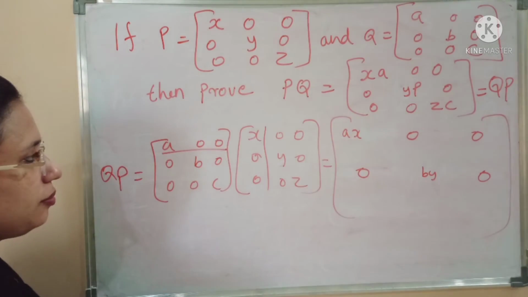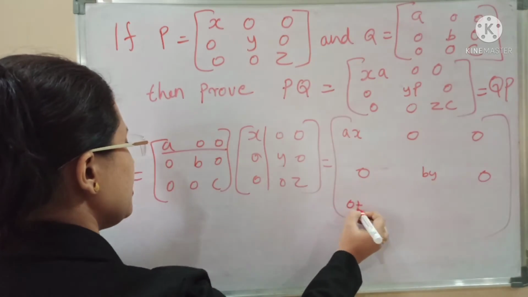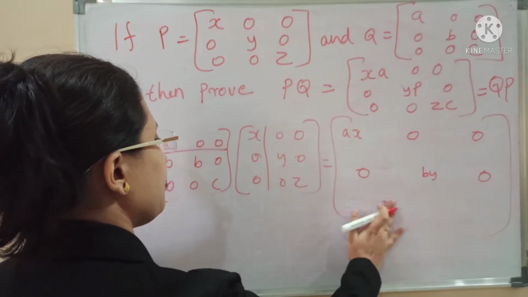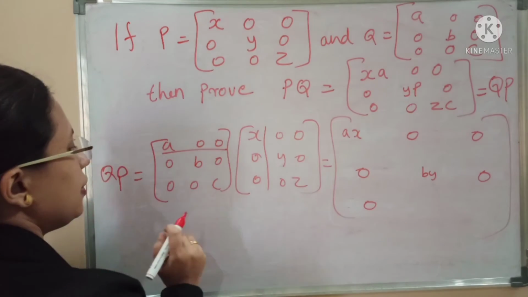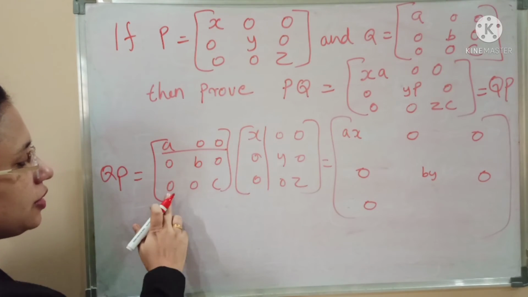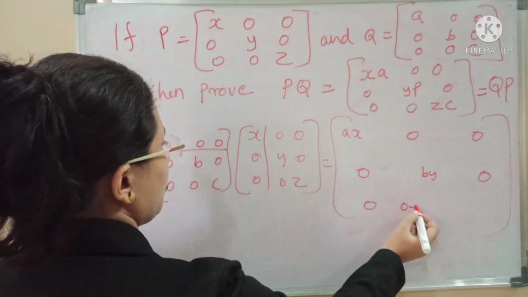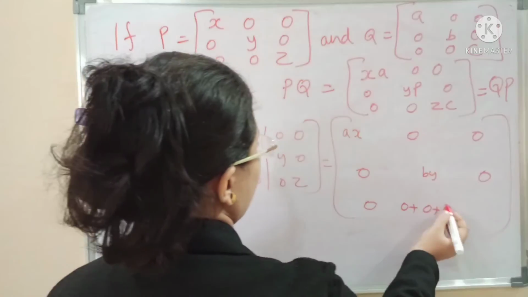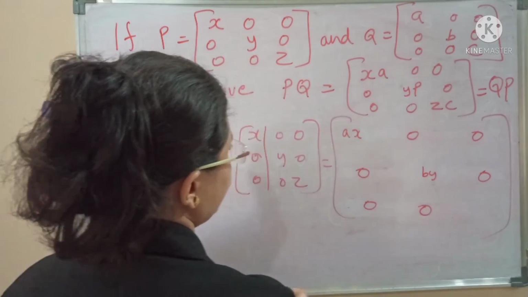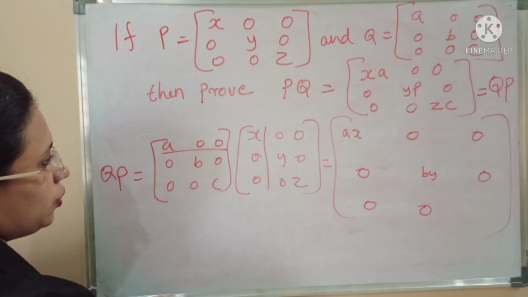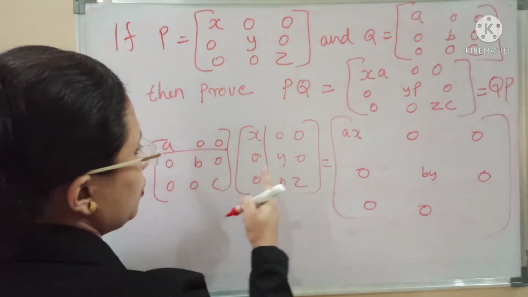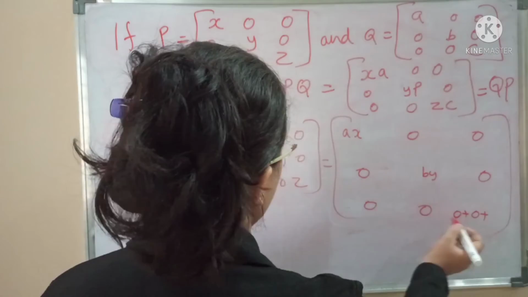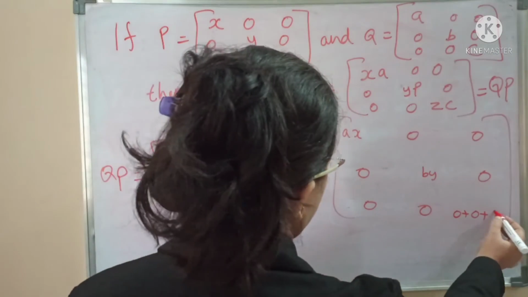Third row, first column: 0 into x plus 0 into 0 plus c into 0. Third row, second column: 0 into 0 plus 0 into y plus c into 0. Third row, third column: 0 into 0 plus 0 into 0 plus c into z, cz.